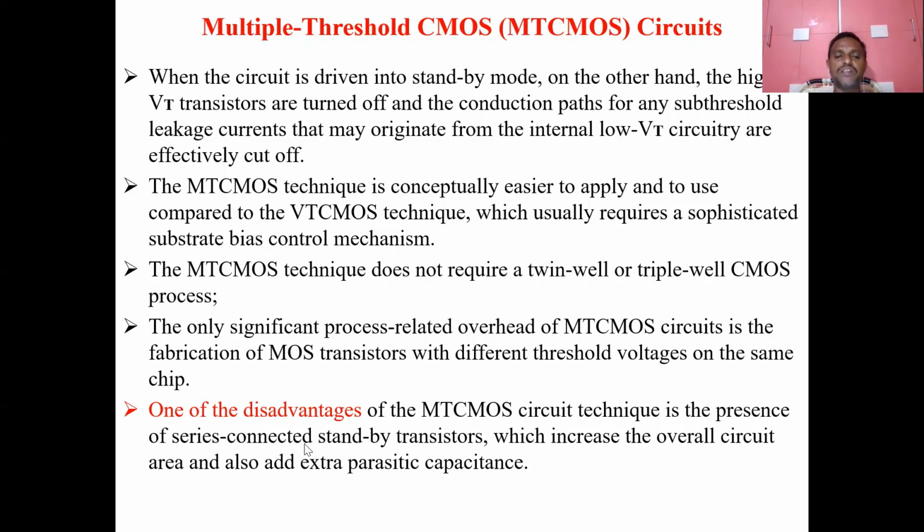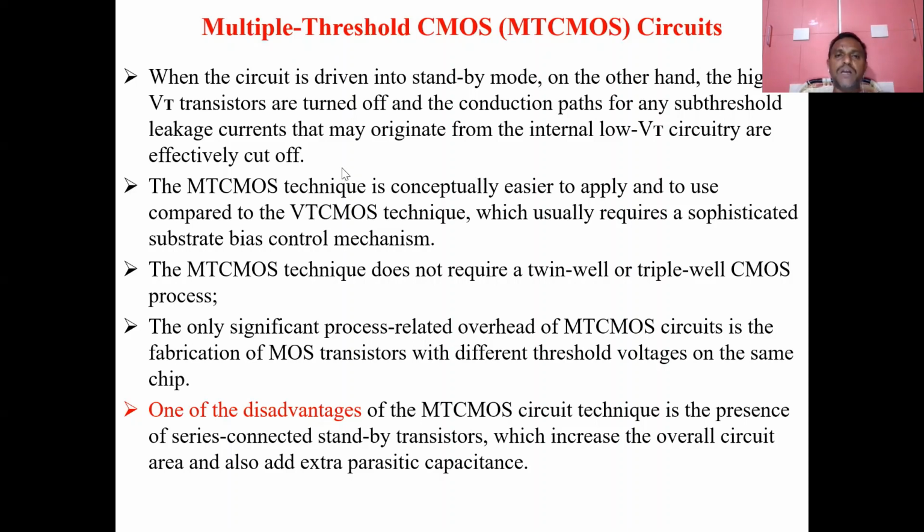And at the same time, another disadvantage is we require series transistors. Due to that, the area will increase, and at the same time the extra parasitic capacitance will increase. Okay. As the capacitance increases, automatically the circuit performance will be reduced. That is one of the disadvantages of this MT CMOS. Okay. So this is the multiple threshold CMOS circuit.